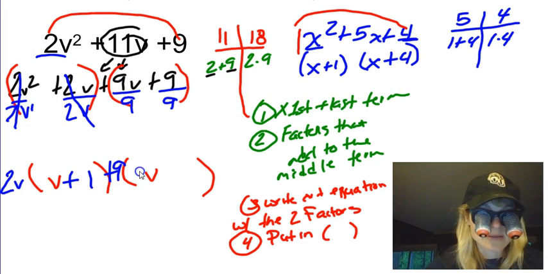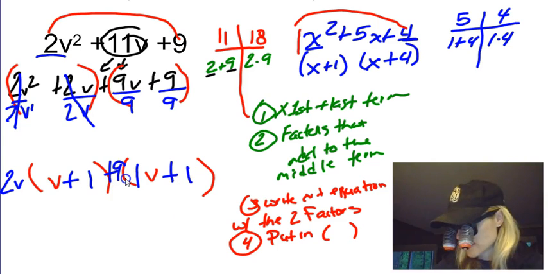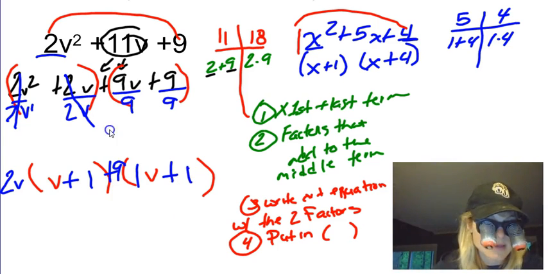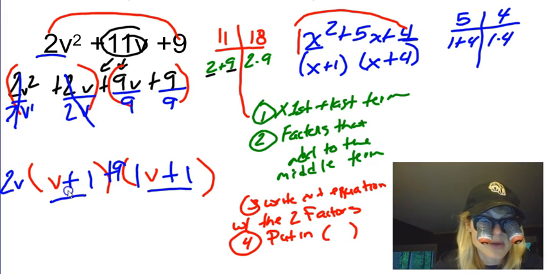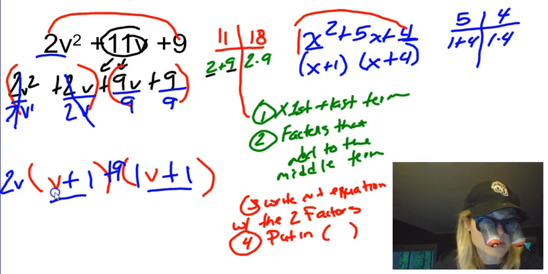9 divided by 9 is 1, and then we have this v here. We put in our plus, and 9 divided by 9 is 1. Now the key here is I know I've done this right if these two match. They both have v plus 1 and v plus 1, so I know I did it correctly. So now my final answer is I'm going to bring my two GCFs, my 2v and my plus 9.